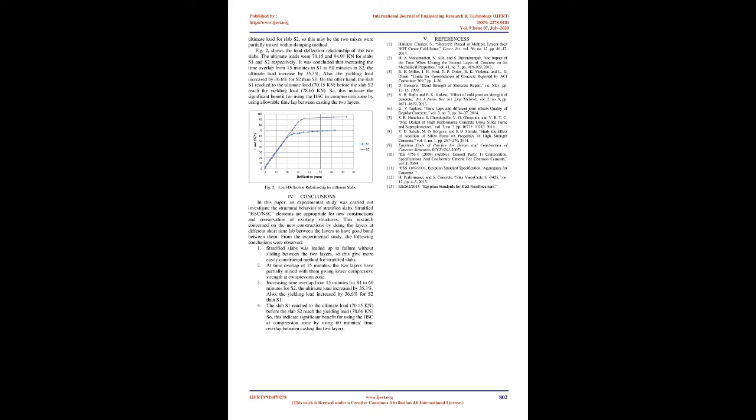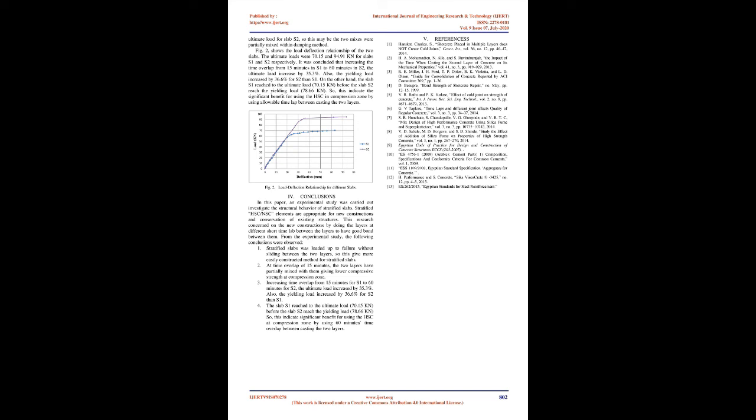From the experimental study, the following conclusions were observed. 1. Stratified slabs were loaded up to failure without sliding between the two layers, which gives an easier construction method for stratified slabs. 2. At a time overlap of 15 minutes, the two layers partially mixed, giving lower compressive strength in the compression zone. 3. Increasing the time overlap from 15 minutes for S1 to 60 minutes for S2, the ultimate load increased by 35.3%. Also, the yielding load increased by 36.6% for S2 compared to S1.